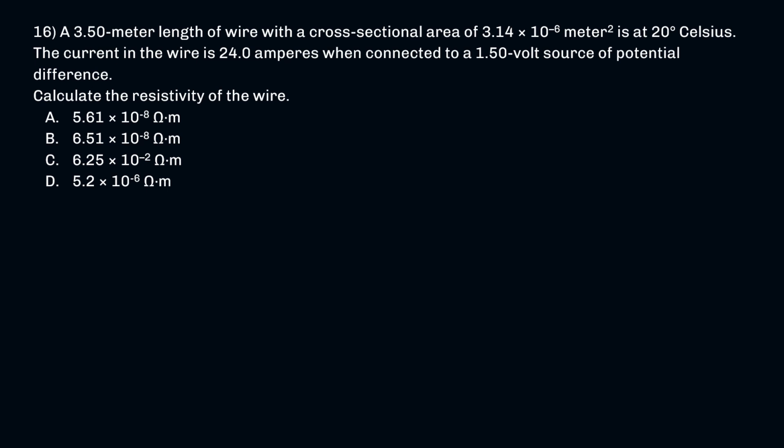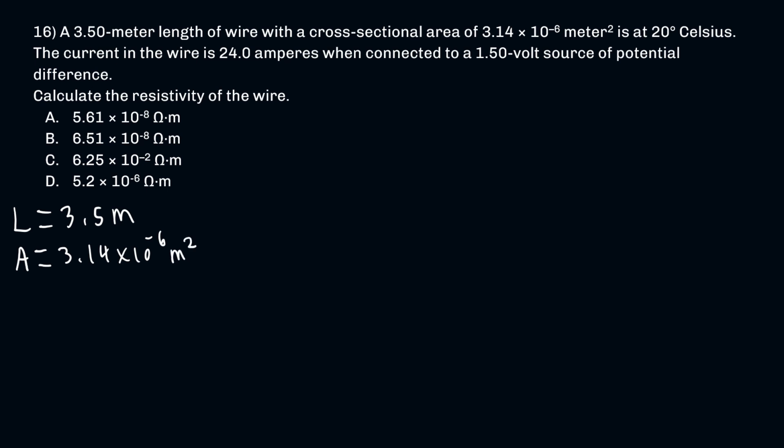All right, so the first thing that I have here is a length. So 3.5 meter length. I can see on the electricity portion of the reference table, length is L. So length L is 3.5 meters. What I also have here next is a cross-sectional area of 3.14 times 10 to the negative 6 meters squared. Cross-sectional area is also on the reference table there at the very top of electricity. It is A. So I have here that A is equal to 3.14 times 10 to the negative 6 meters squared.